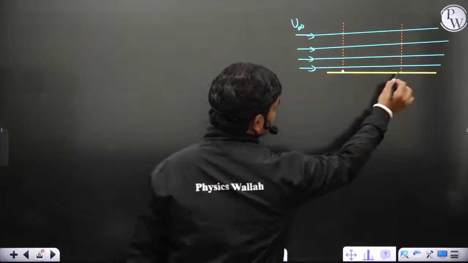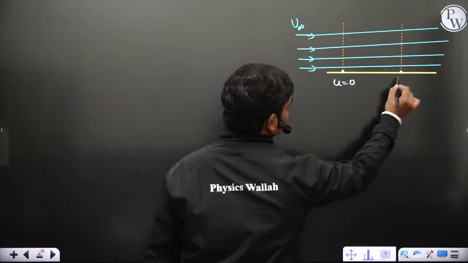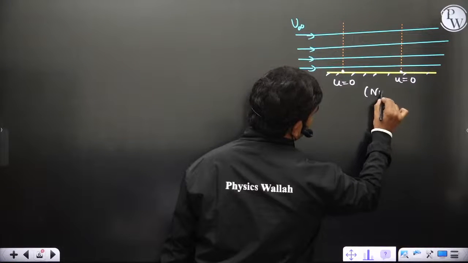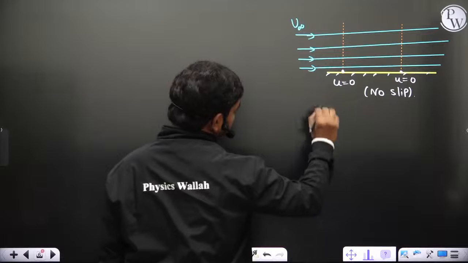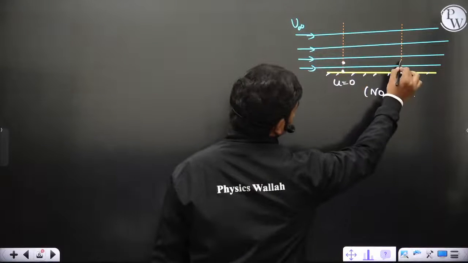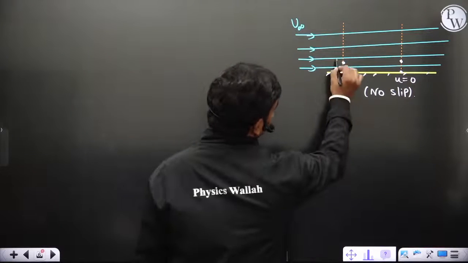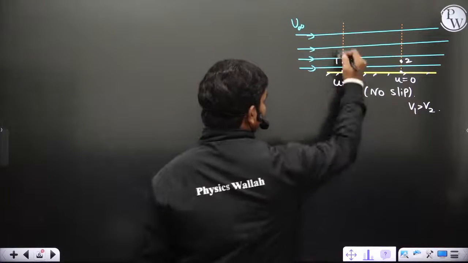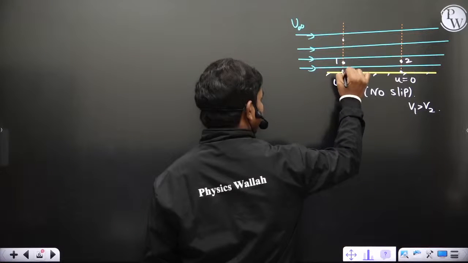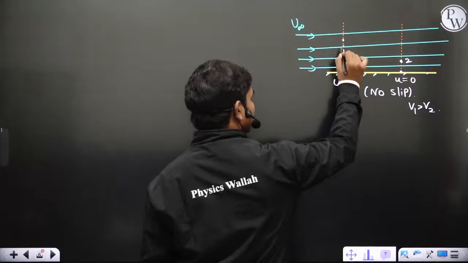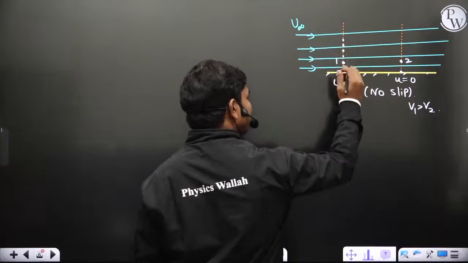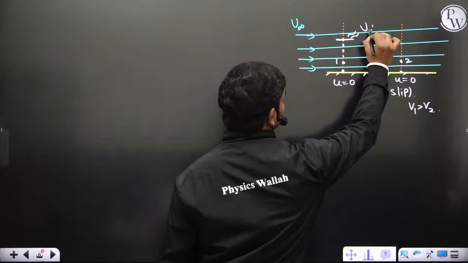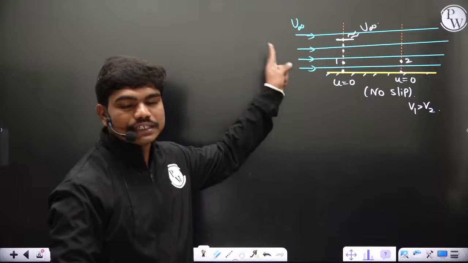clearly at these 2 points velocity is 0 because of no slip. If you fix this plate, because of no slip they are 0. Then comparatively at this point and this point, if you consider the flow velocity, if this is 1 and this is 2, v1 is greater than v2. If you keep on going, velocity keeps on increasing from 0, and it slowly increases because the distance from the plate is increasing, so the effect of the plate keeps decreasing. At one particular point you reach a velocity which is very close to u infinity.